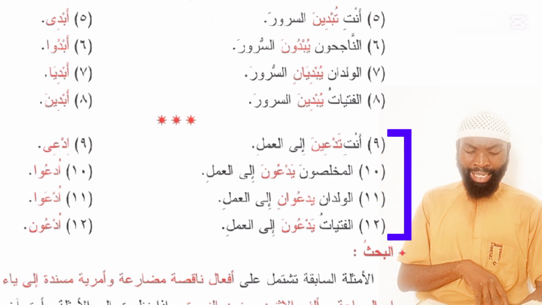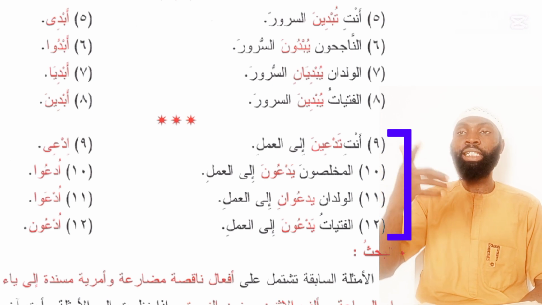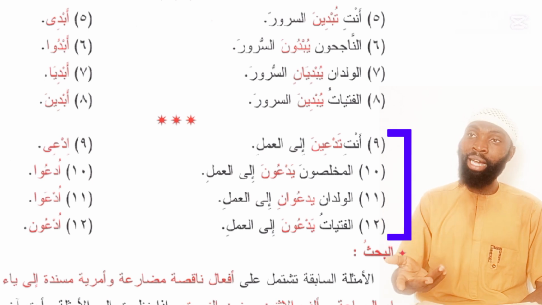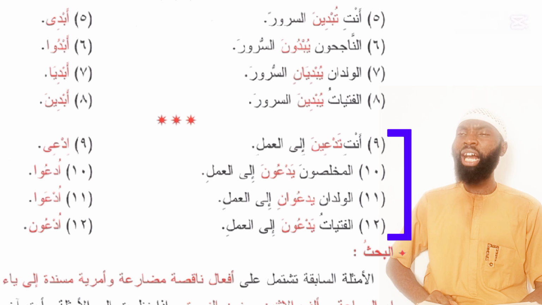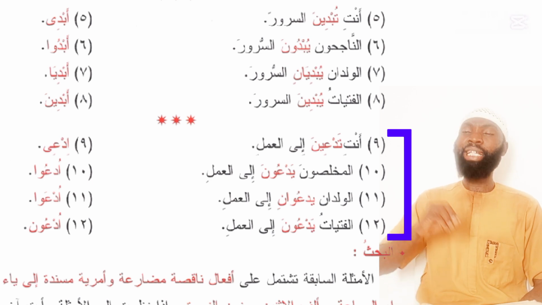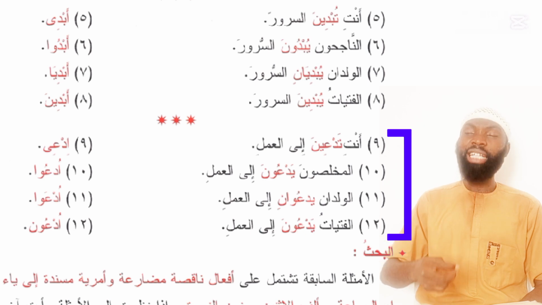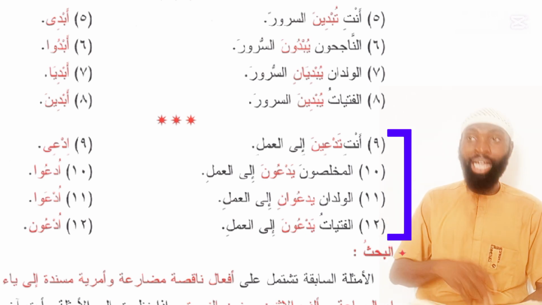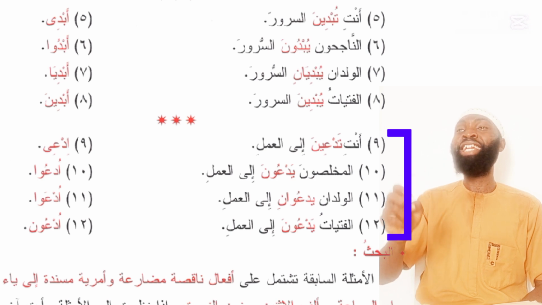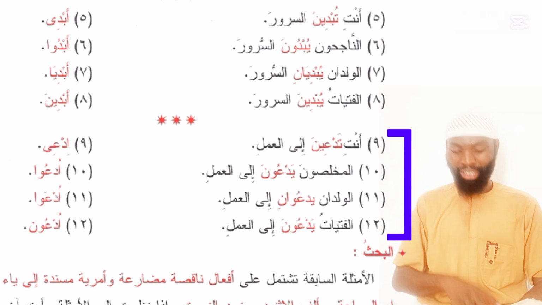Anti tad'ina ila al-amali. You are calling to work. You female. Tad'ina, from the word tad'u, yad'u, tad'ina. You are calling. To command her now, you simply say id'i, good. Number 4, we have al-mukhlisuna yad'una ila al-amali. The sincere ones are calling to work. So yad'una. To command, it will be ud'u, like Allah says in the Quran, ud'u ila sabili rabbika bil hikmati wal maw'idati al-hasanah. So you can see.